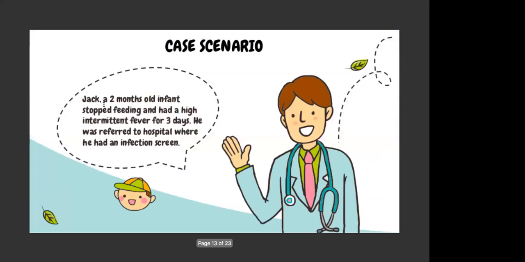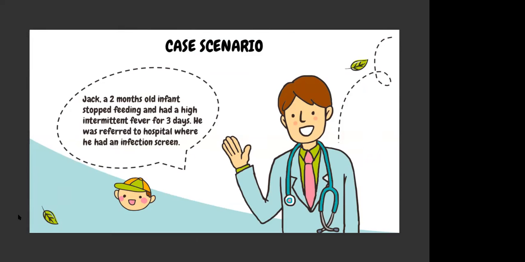So next, let's move on to how to approach a pediatric patient with UTI. This is an example of a case scenario. Jack, a 2-month-old infant, stopped feeding and had a high intermittent fever for 3 days, and he was referred to hospital where he had an infection screen.